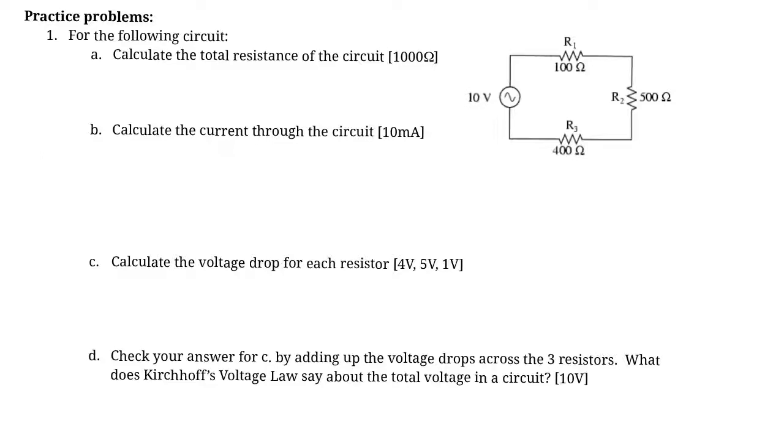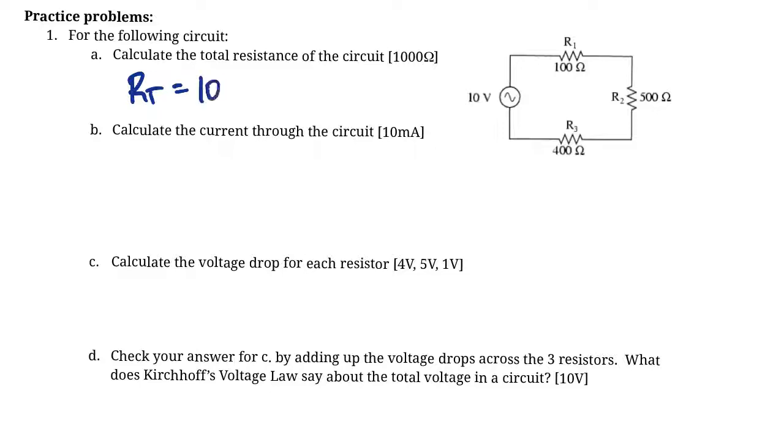So if we're asked to calculate the total resistance of the circuit, this is a circuit in series, right? All the resistors are just one after the other. So if we assume that the voltage source doesn't have a resistance, these are the only three resistances. All we have to do to calculate the total resistance of the circuit, so I'm going to call it RT, is just the sum of those resistances.